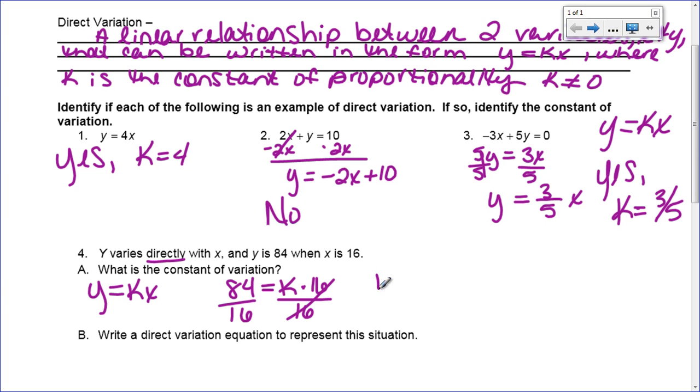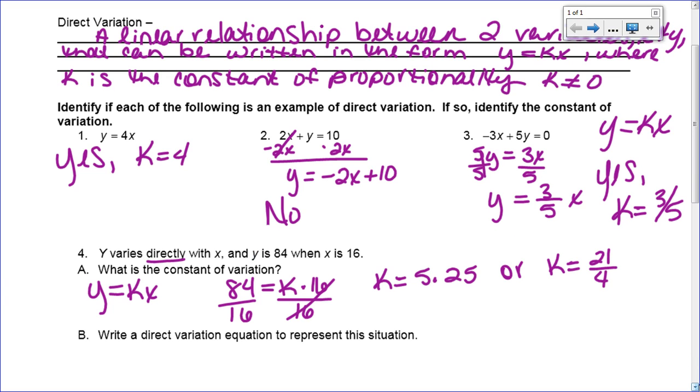And I get that k equals 5.25. Now you can either write it as a decimal, 5.25, or you can turn it into a fraction and say that k is 21 over 4. They're both acceptable. I don't care which one you choose. The only reason I would not want you to write a decimal is if that was a repeating decimal, but it doesn't, so we're good.